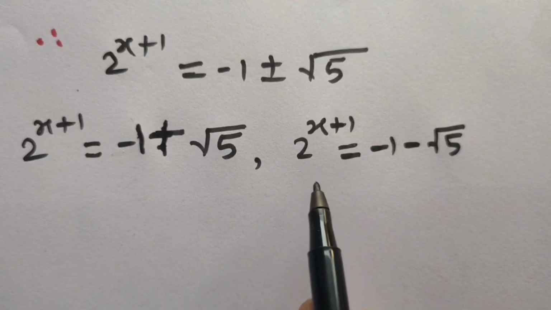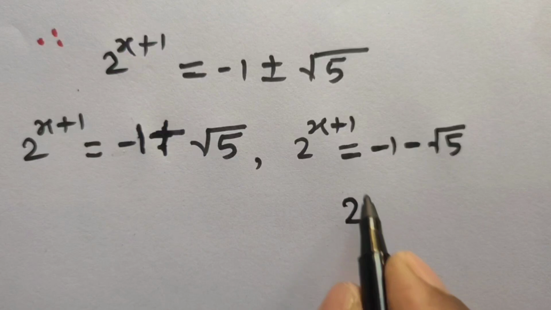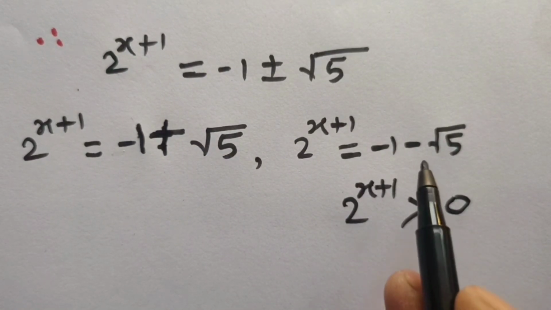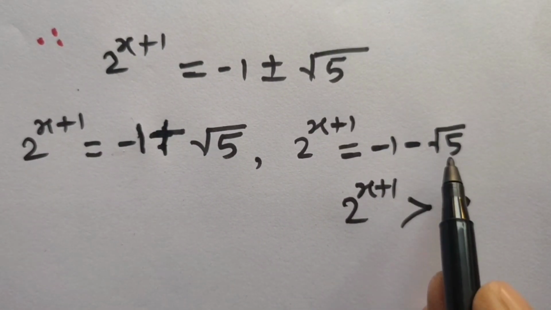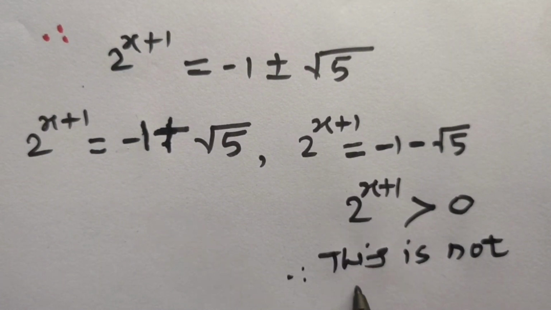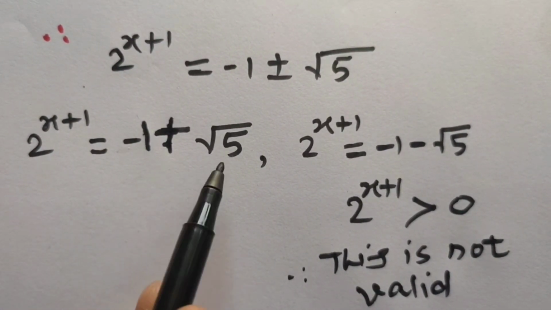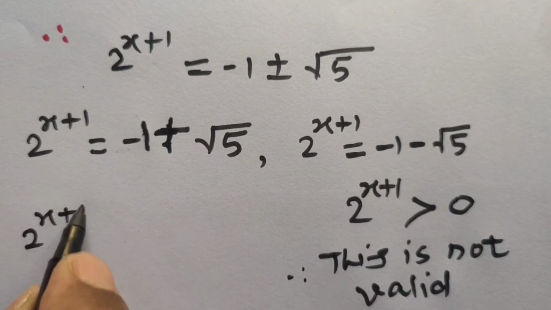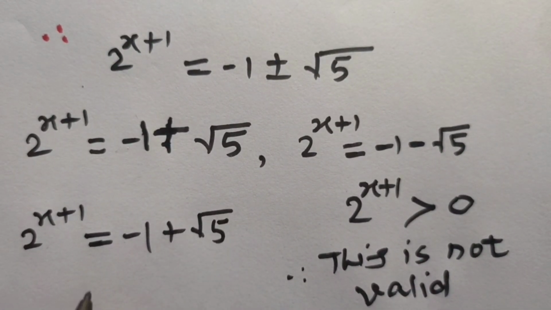In this value, you know 2 to the power x plus 1 is always greater than 0. And here on the right hand side, minus 1 minus root 5 gives a negative value, and the left hand side is a positive value. So this is not valid. Hence we have to assume 2 to the power x plus 1 is equal to minus 1 plus root 5. Hence 2 to the power x plus 1 is equal to minus 1 plus root 5 is valid.